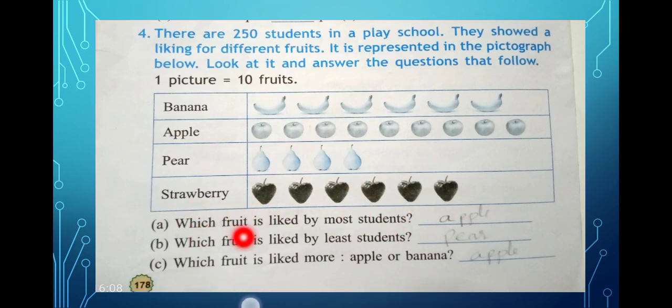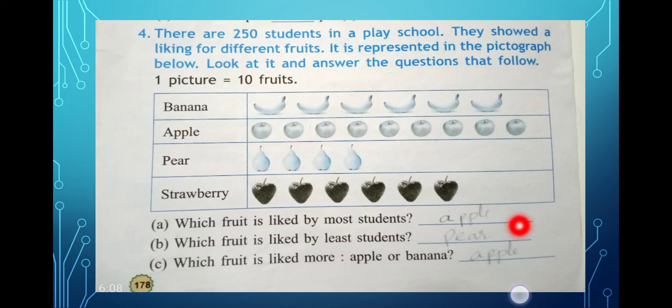Okay. Which fruit is liked more, apple or banana? Definitely apple is more than banana, isn't it? How many bananas are there? 1, 2, 3, 4, 5, 6. 6 means 60. Here 1, 2, 3, 4, 5, 6, 7, 8, 9, 90. So here it is 60 bananas and here it is 90 apples. That means apple is liked by more students.